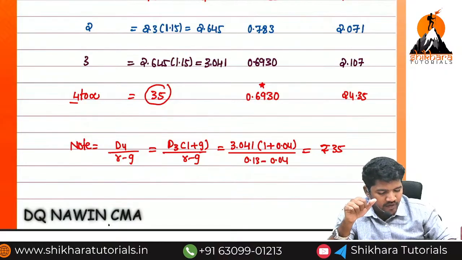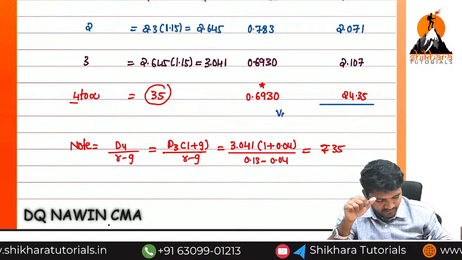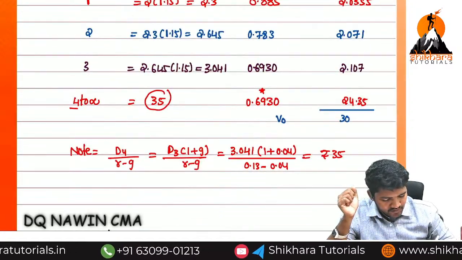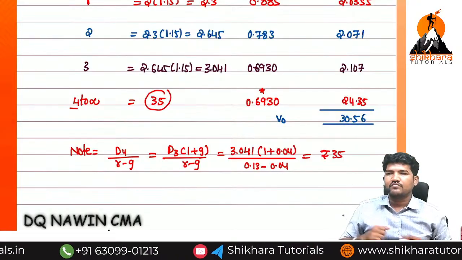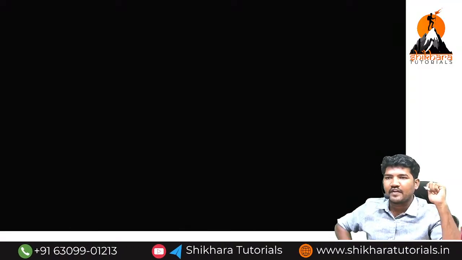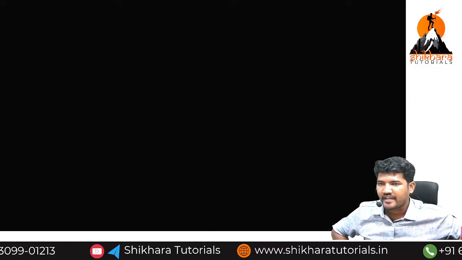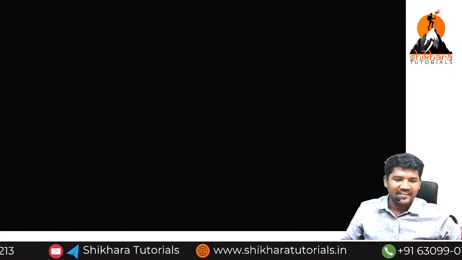20.35. Now what is the total? 30.56. Guys, clear? A lot of students are confused on that present value factor. So are you okay? Okay, sir. Tomorrow we will continue the remaining. Not tomorrow, today there is a second class. Okay. Anyway, thank you.